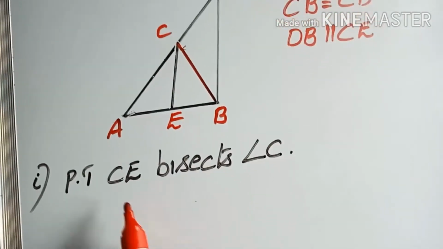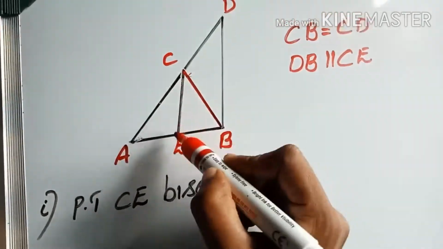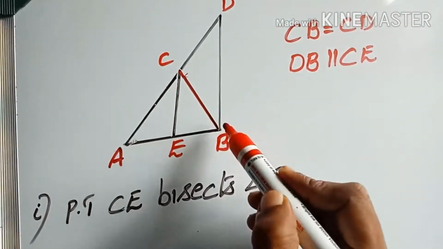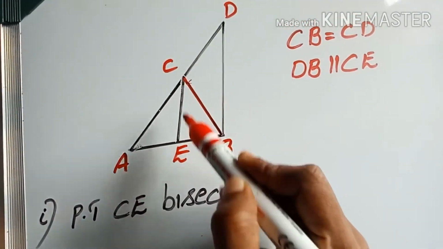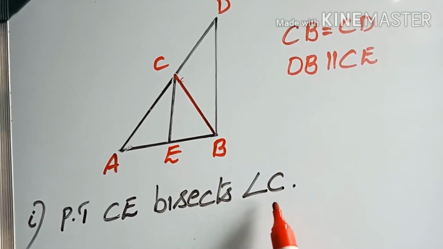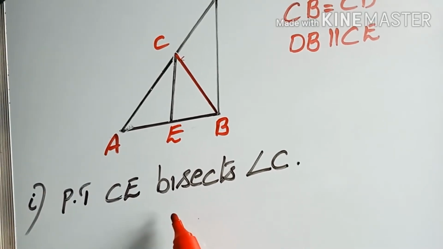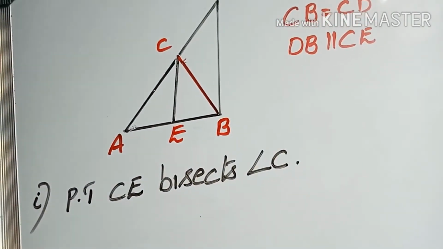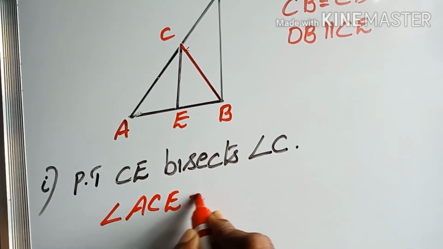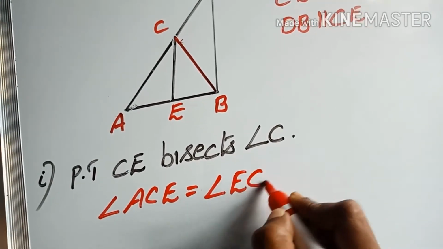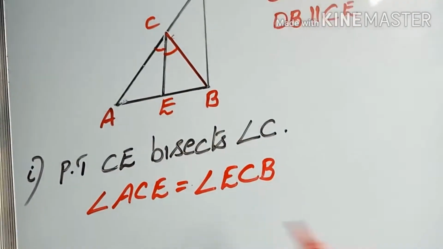Now our first sub question is prove that CE bisects angle C. That means this parallel line CE bisects angle ACB, the whole angle is bisected by CE. That is what we need to prove. What do we mean by bisect? Bisect means the angle is divided into two equal halves. That means here we need to prove angle ACE is the same as angle ECB.